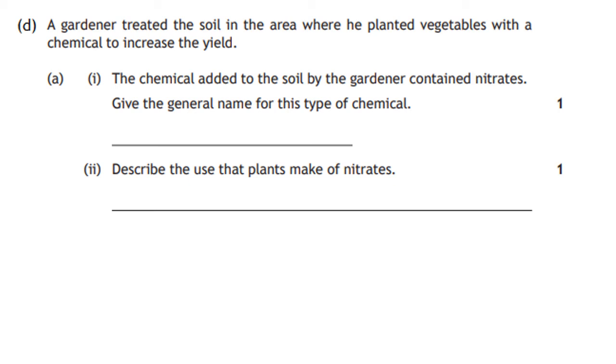A gardener treated the soil in the area where he planted vegetables with a chemical to increase yield. The chemical added to the soil by the gardener contained nitrates. Give the general name for this type of chemical. So what does my farmer spray on his crops? Fertilizers. Describe the use that plants make of nitrates. So what's the use that plants make of nitrates? To build protein, to make protein. That's my use of my nitrates.